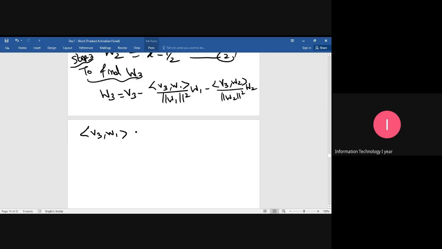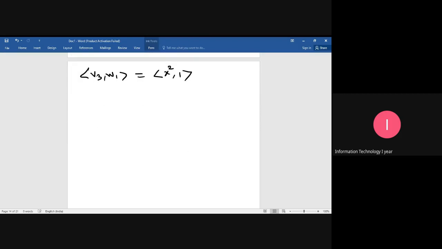Inner product of V3 comma W1. So what is that? V3 is x square, V1 is 1, V2 is x, V3 is x square, and W1 is actually 1. We also need the norm of W2 squared, which we will find out.